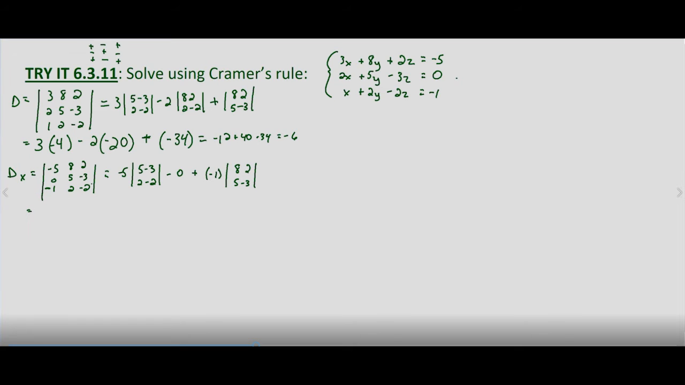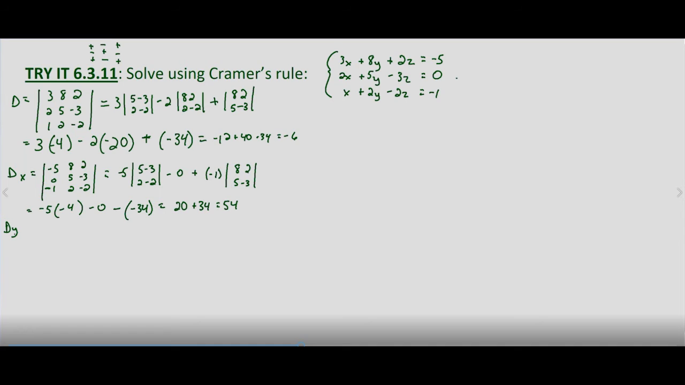Now that's going to equal negative 5 times negative 2 is negative 10, minus 2 times negative 3 is negative 6, so negative 10 minus negative 6 is again going to be negative 4, minus 0 minus our 8, 2, 5, negative 3, that's going to be the same thing it was the first time, which is negative 34. And that equals 20 plus 34, which equals 54.